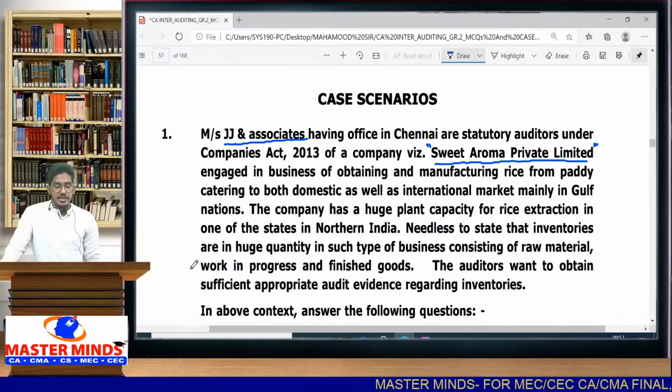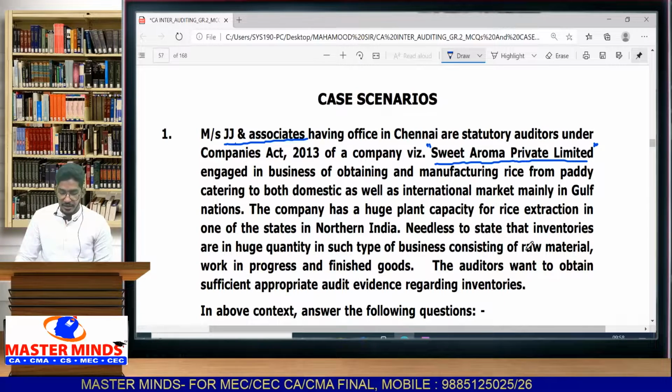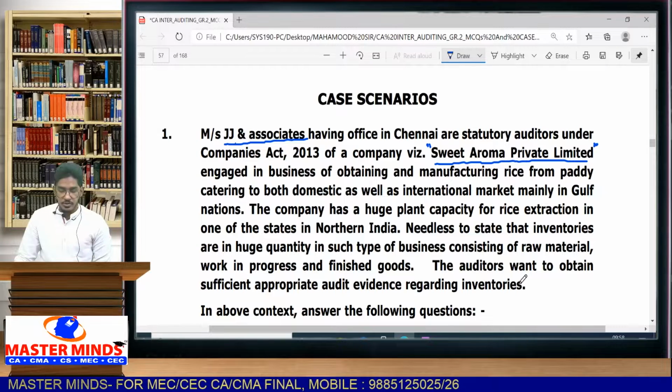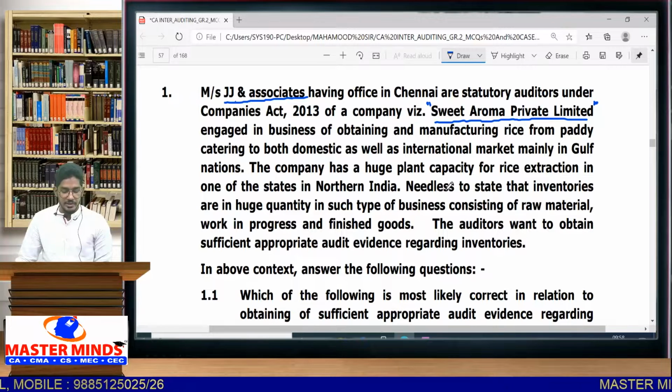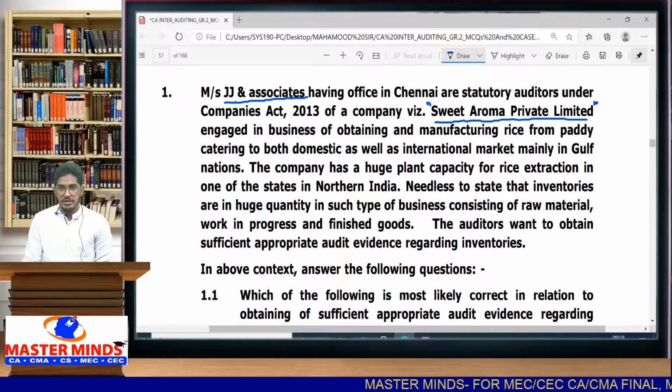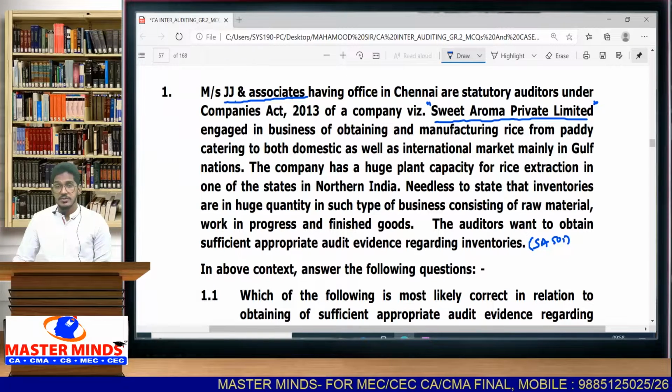Needless to state that inventories are in huge quantity in such type of business, consisting of raw material, work in progress and finished goods. Automatically it is a manufacturing sector, so inventory is going to be very large. The auditors want to obtain sufficient appropriate audit evidence regarding inventories. So what standard deals with audit evidence regarding inventories? If you remember carefully, there is SA 501, Special Considerations for Specific Items.